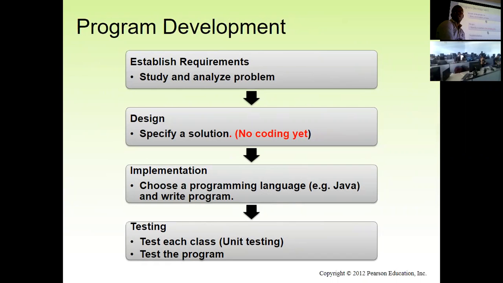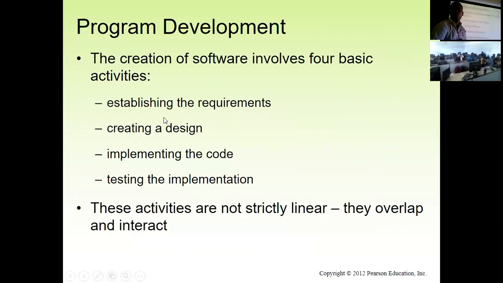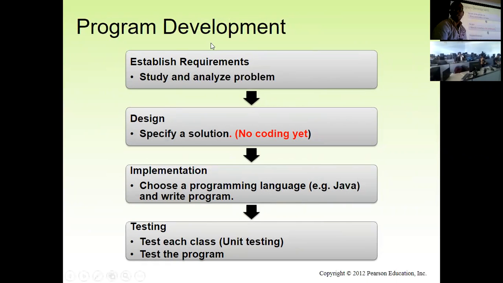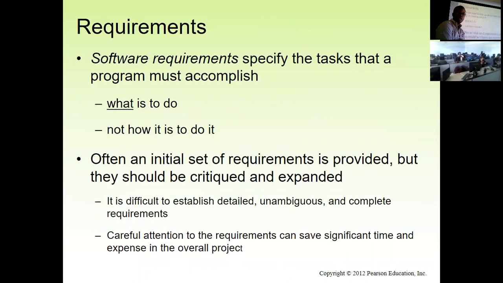So, in general, establishing the requirement is about analyzing the problem and setting up what is to be done. And then you have to specify a solution. And that solution is basically a description of how you're going to accomplish what is to be accomplished based on what you set in your requirements. And then you choose a programming language and implement your code. And of course, thereafter you test. Now, as I said earlier, your requirement is usually what is to be done, not how it is done. So it's just what is to be done.